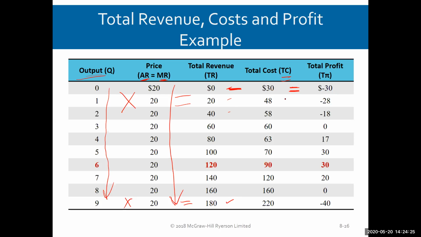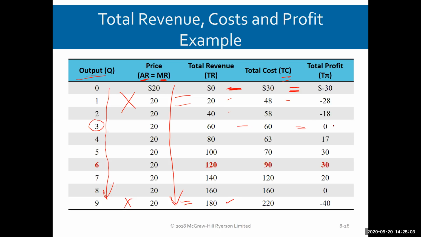Here we've got 20 minus 48. Well, that's minus 28. We're still making a loss. At an output of 2, we've got total revenue of 40, total cost of 58. We're still making a loss of 18. And then what happens next if we decide to produce the third unit of output? We've got total cost of 60, and we subtract that from a total revenue of 60, that's 0. So that's basically a break-even point where our profit is 0.